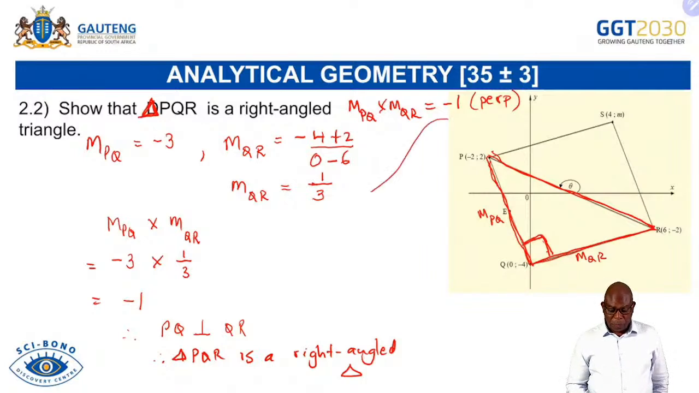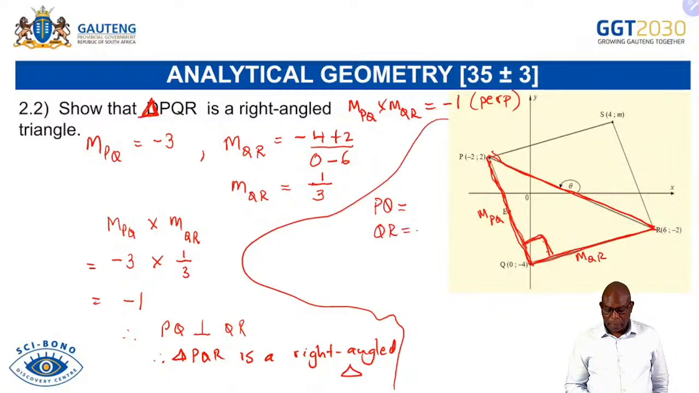The other way to prove this will be, I'm not going to do it. I'll just quickly explain it so that you can do it on your own. I must get the length of this line. In other words, I must get the length of line PQ, the distance of PQ, and get the distance of QR, and then also get the distance of PR.